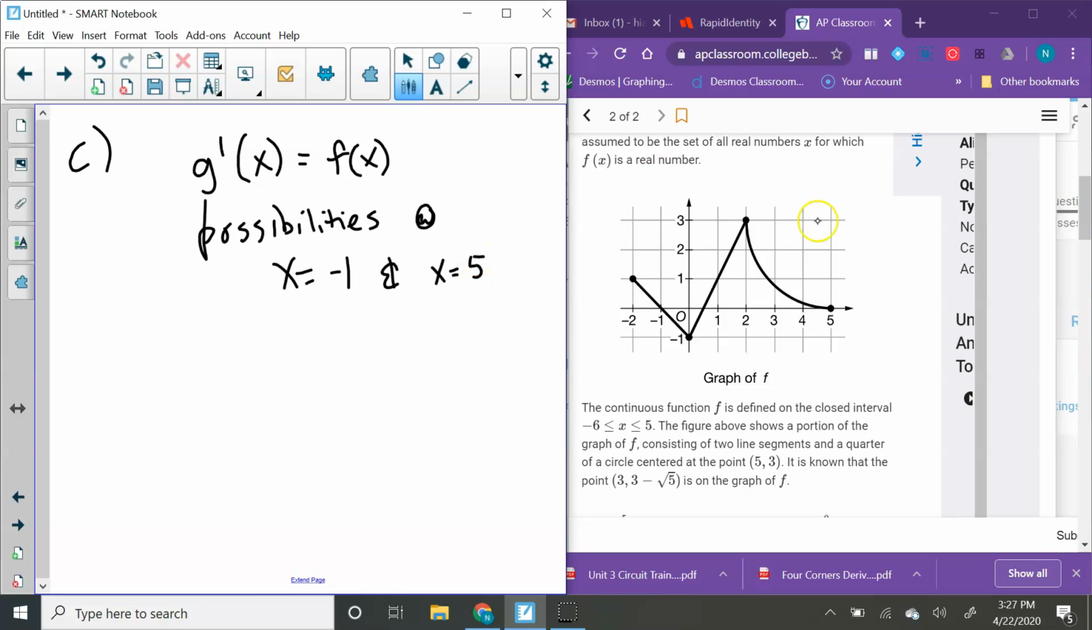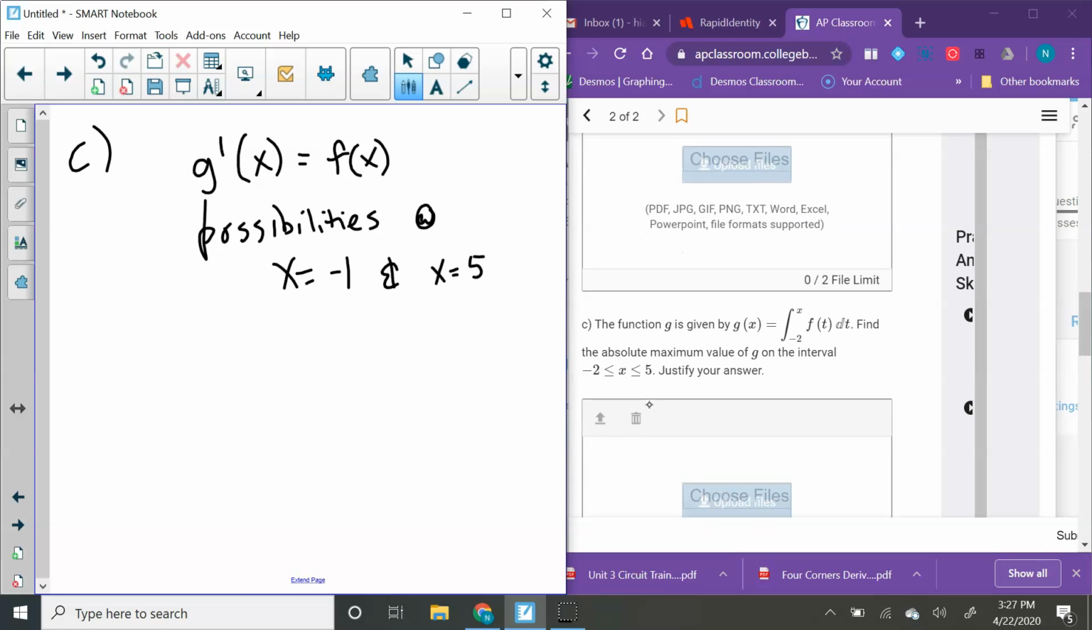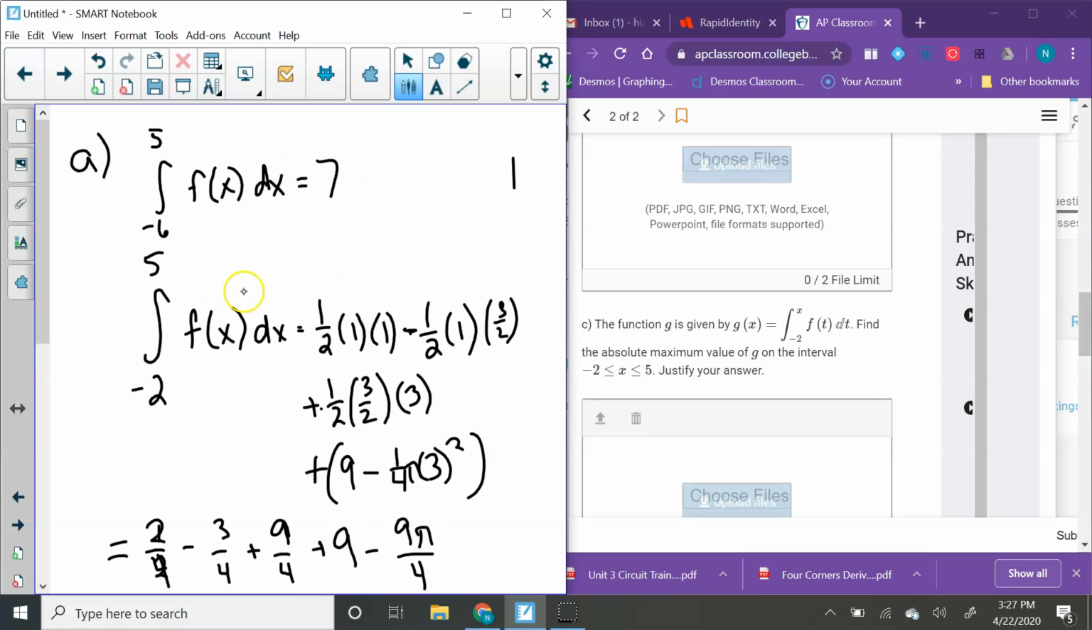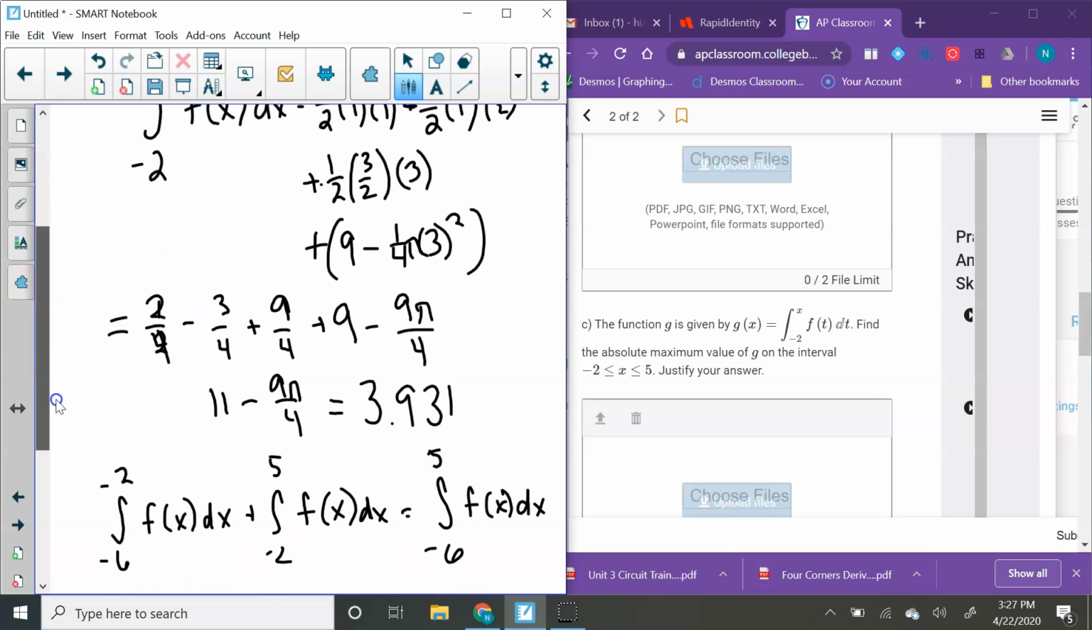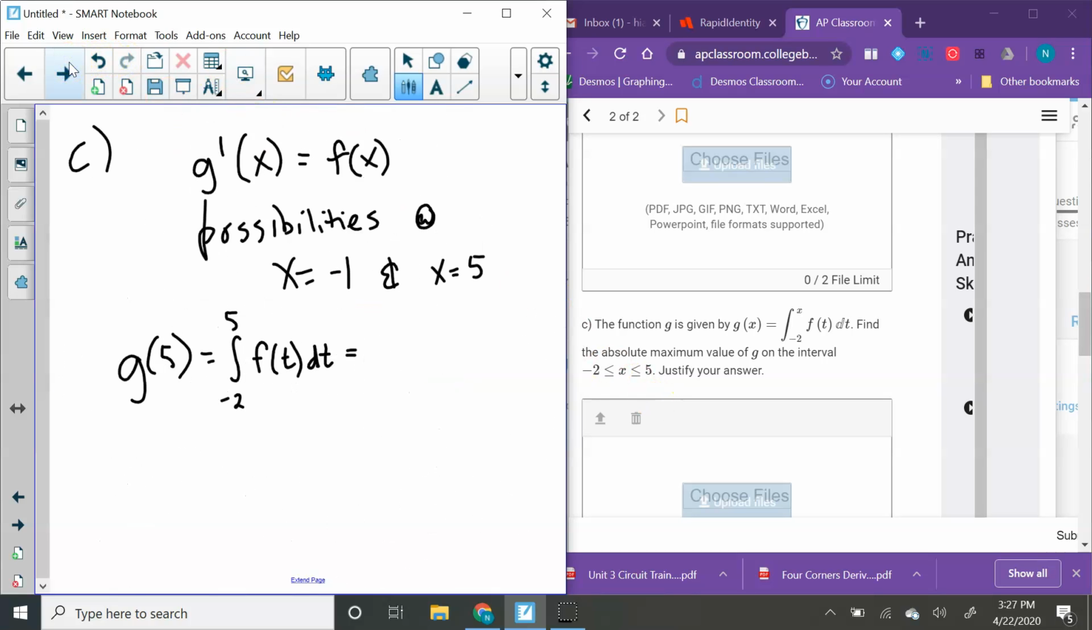Now, the good news is we already found the value for 5. So g of 5 would be the integral from -2 to 5 of f of t dt, which we already found in part A. Right here, all of this stuff right here, -2 to 5, we found that that was 3.931. So we're just going to write down, we're not going to do the work again, 3.931.